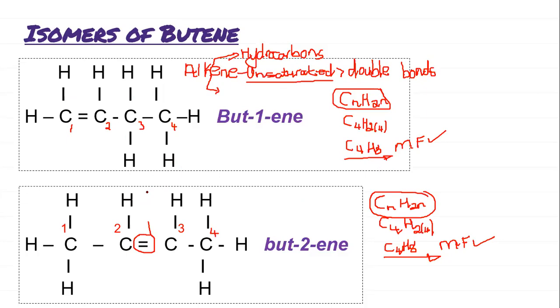Now, when you look at this molecule, someone can say, okay, if I want to name this molecule, I can see that it has 4 carbons.